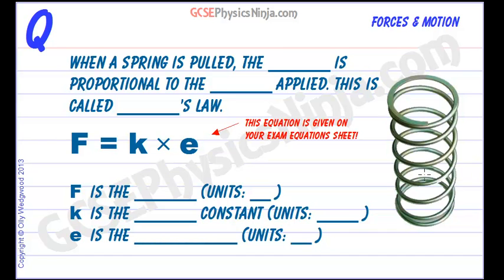When a spring is pulled, the extension of the spring is proportional to the force that you apply to it. Now this is called Hooke's law, Hooke's with an E. Let's just see what that means in practice.